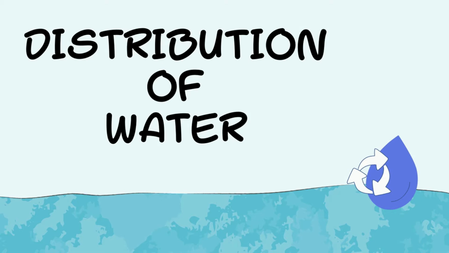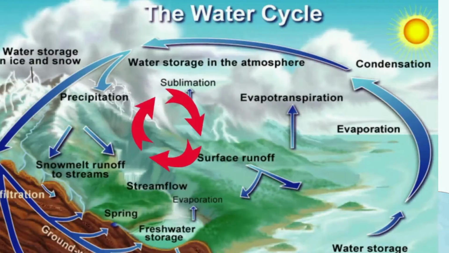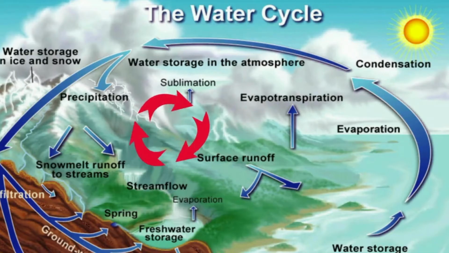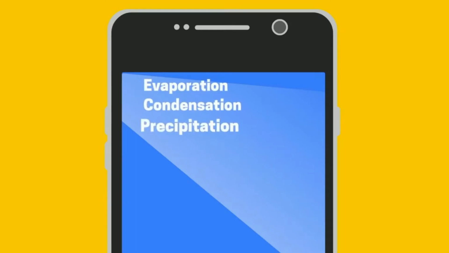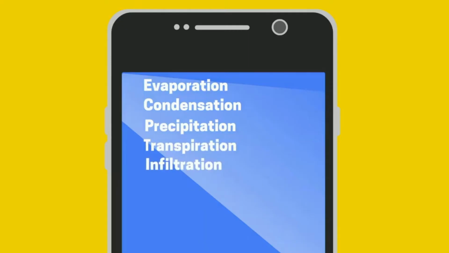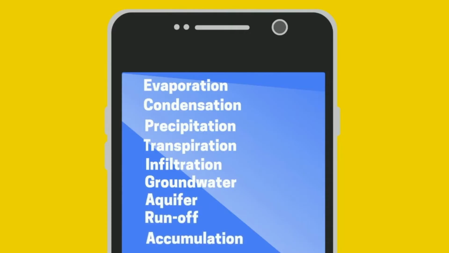So, let's get started. In order to help you understand and remember the hydrologic cycle, also called the water cycle, I will show you a quick demo for these 9 steps: evaporation, condensation, precipitation, transpiration, infiltration, groundwater, aquifer, runoff, and accumulation. So let's start with evaporation.